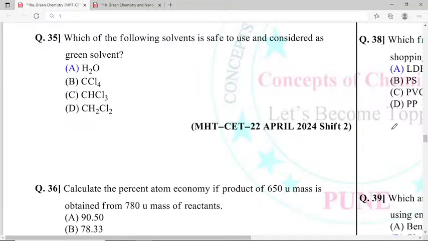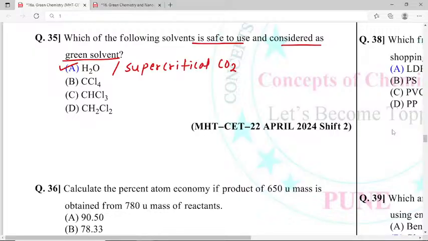Which of the following solvents is safe to use and considered a green solvent? Water, and second, supercritical CO2. Supercritical CO2 and water: only these are the safe solvents. All these others are hazardous solvents. Hazardous stands for toxic solvents. These are toxic solvents.